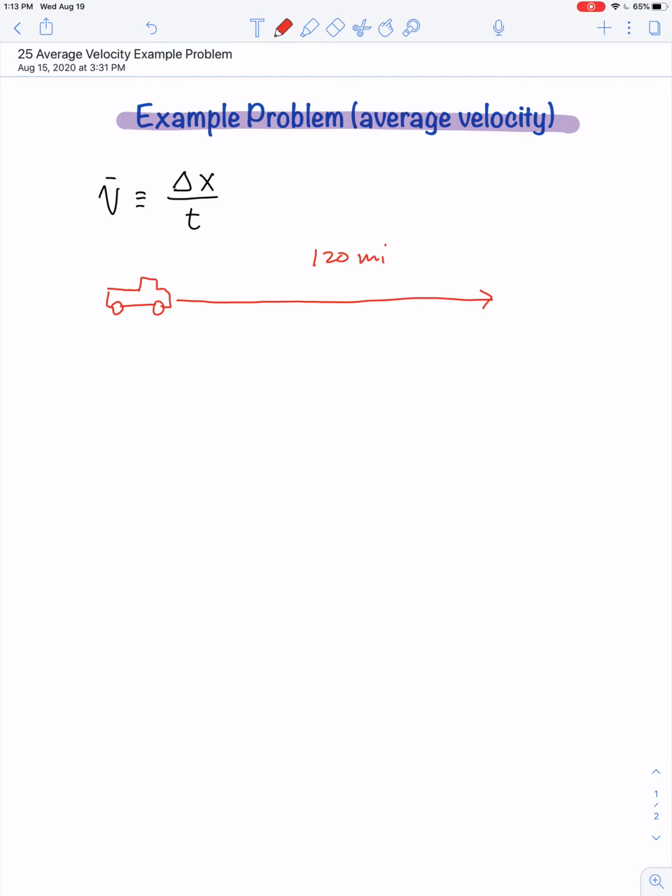But there's a lot of traffic when you first start out. In fact, for the first half of your journey, the first 60 miles, you go at a steady 20 miles per hour just because of the traffic. And then all of a sudden, halfway through the trip, the traffic eases up, and for the next 60 miles, you're able to travel at a speed of 60 miles per hour.